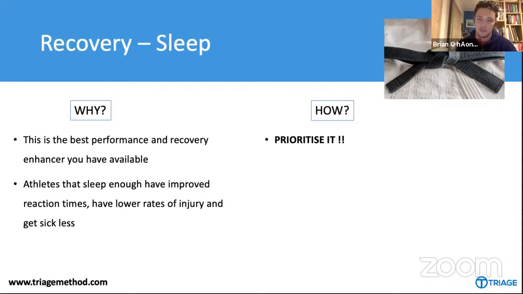That's the first thing you can do. Start to move sleep up on your list of priorities and say, okay, 1 more hour of Netflix is not my priority. Actually getting to bed is, so I can be the best athlete that I'm going to be.